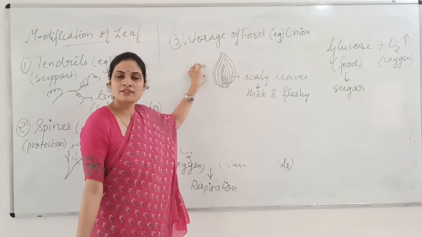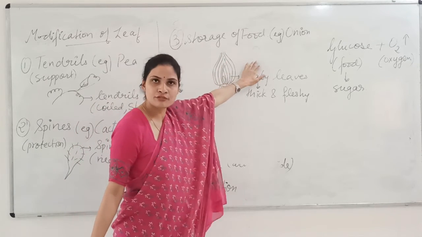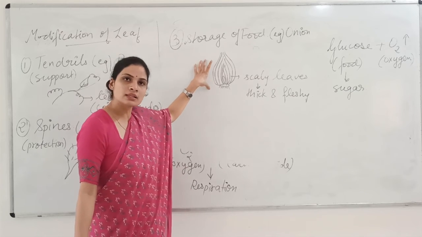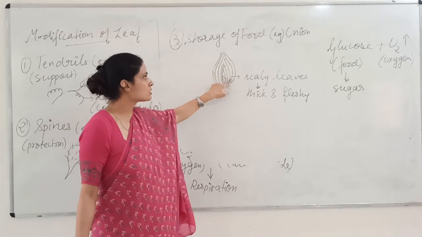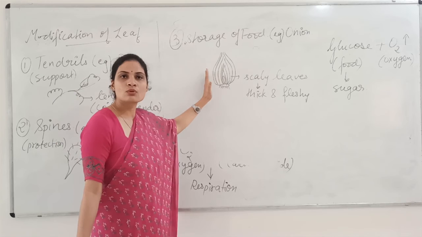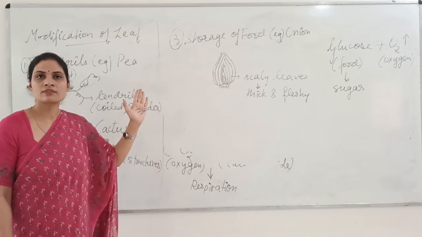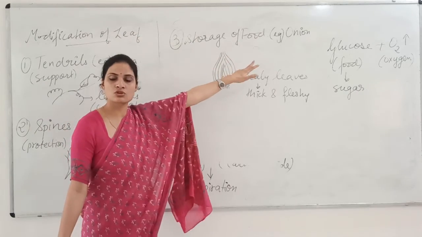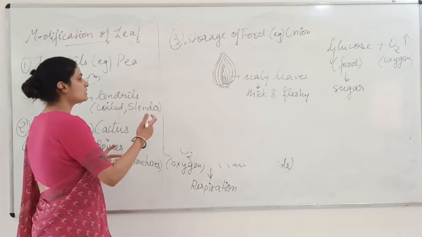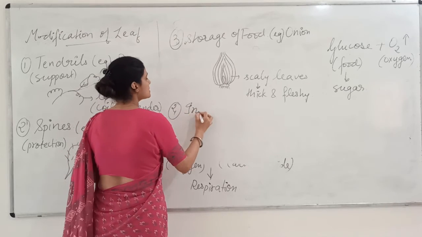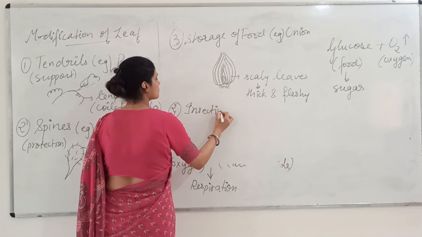So the third modification is the storage of food which you find in onion, and if you cut the onion, you will see these long scales inside which store food inside them. So this is the third modification of leaf, that is storage of food. Now coming to the fourth, insectivorous plants.